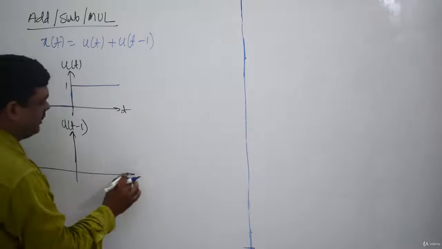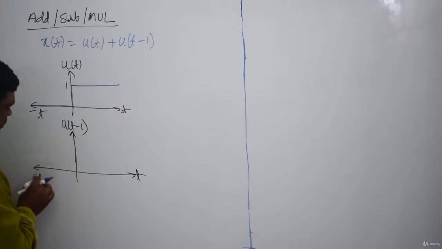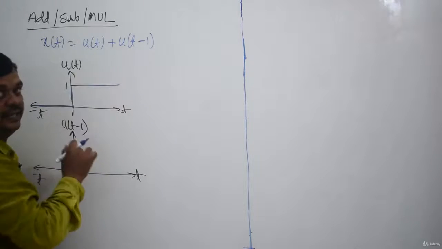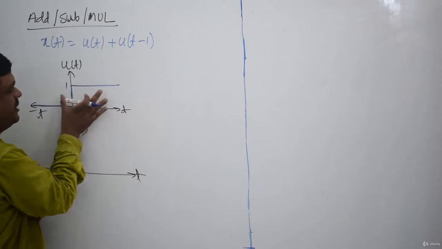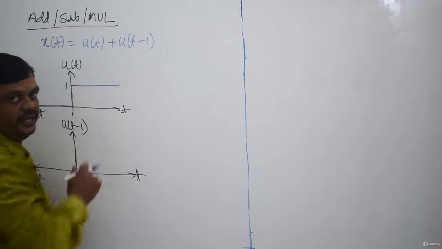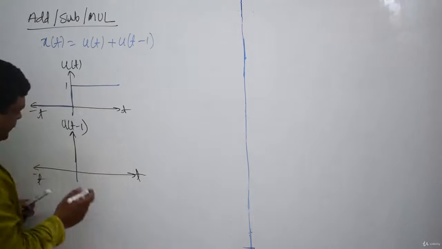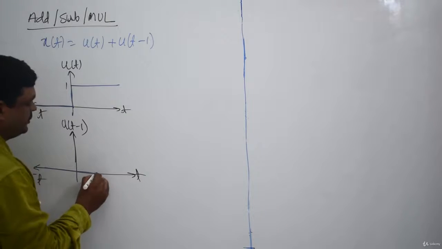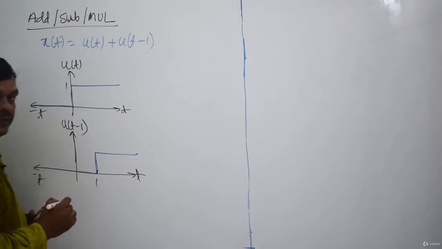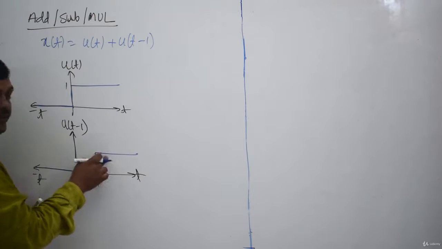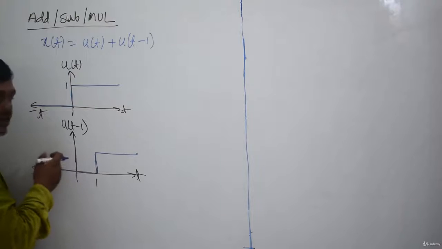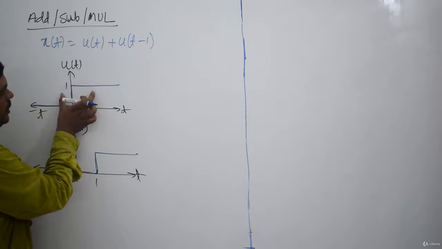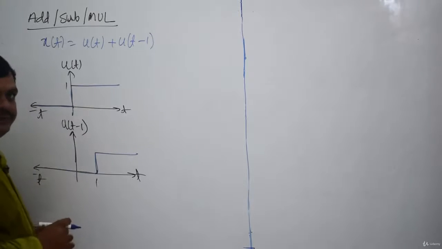U of t minus 1. Now u of t minus 1 is a shifted version of this signal. The t minus 1 means this complete signal is shifted to the right side by one unit of time. Then the signal is defined from 1 onwards, and from 1 onwards the amplitude is 1. On the side less than 1, the amplitude is 0. This is u of t minus 1, the right shift of the unit step function.